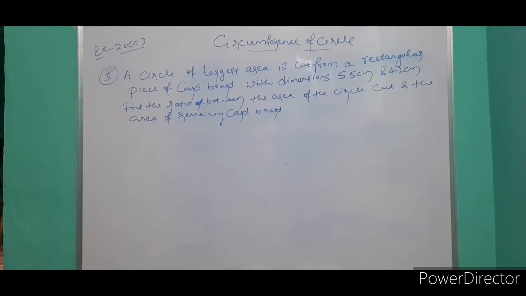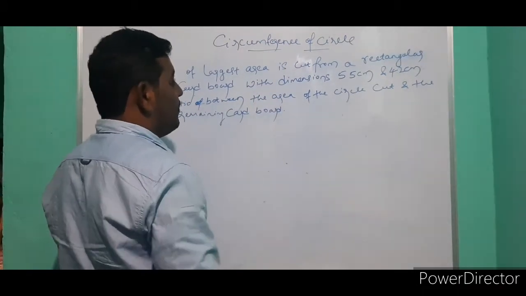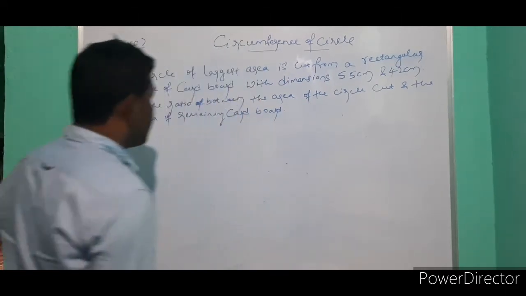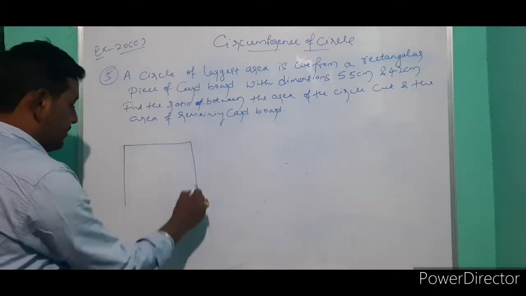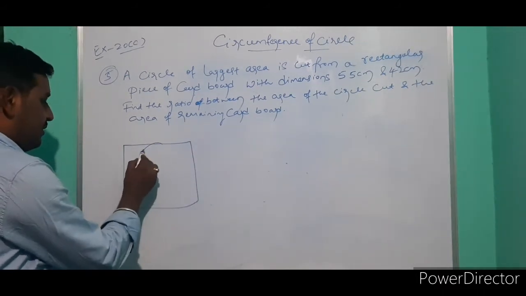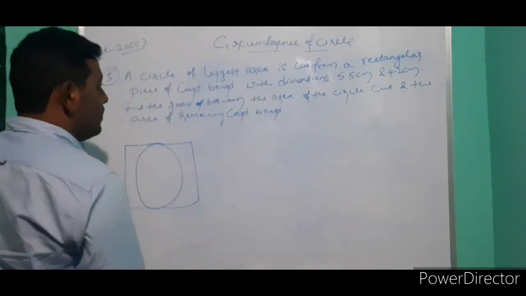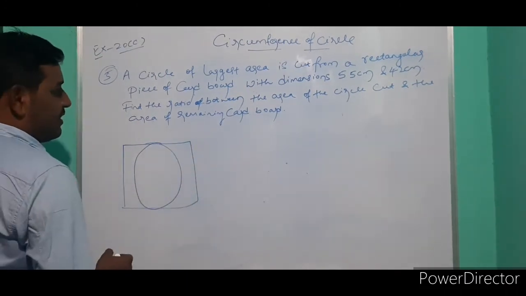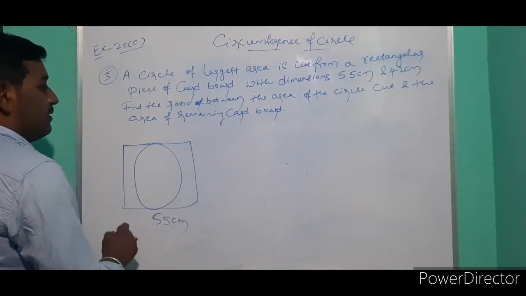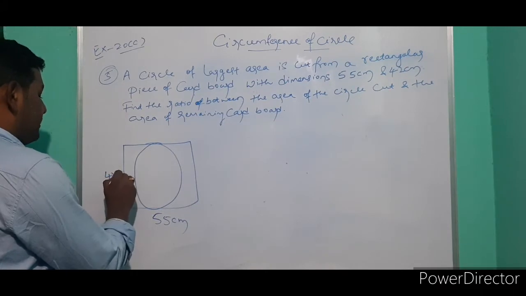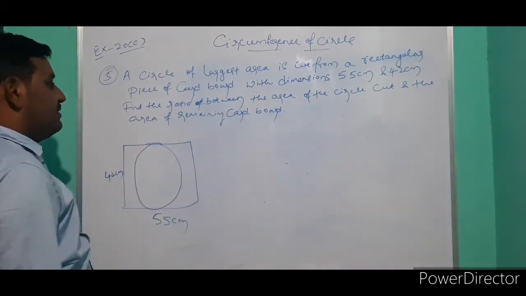Next problem. A circle of largest area is cut from a rectangular piece of cardboard. So here a rectangular piece of cardboard is there. A circle is cut from the rectangular piece of cardboard. They have given the dimensions of the rectangular cardboard. Length is 55 centimeter. Breadth is 42 centimeter.